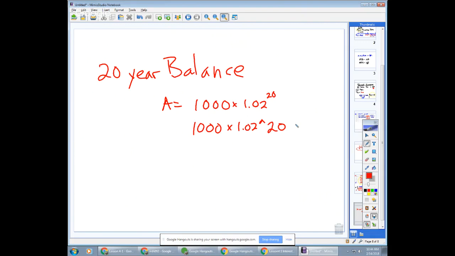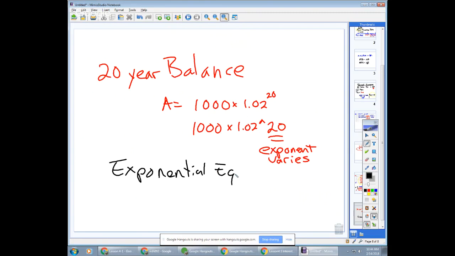And remember earlier I said we were moving on from straight lines to a curve that's called an exponential curve. It's because the exponent is varying. So the exponent varies, and this leads to what's called an exponential equation.